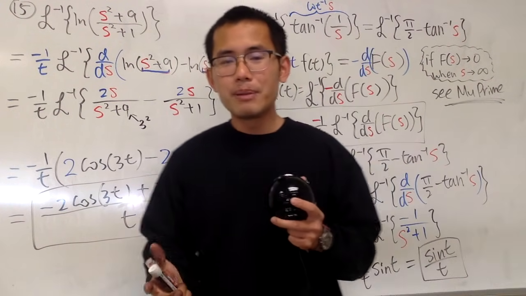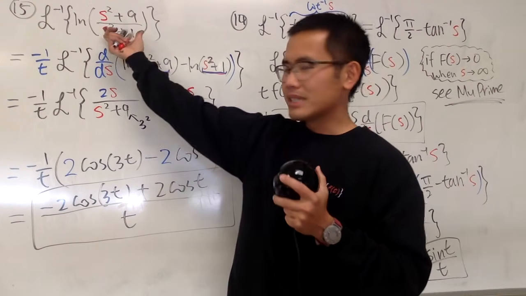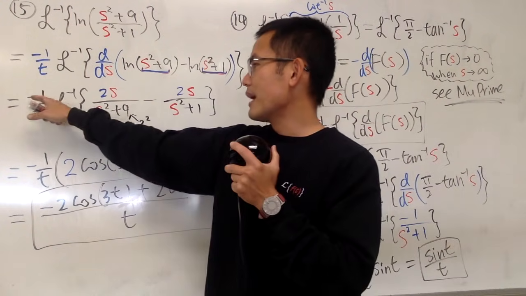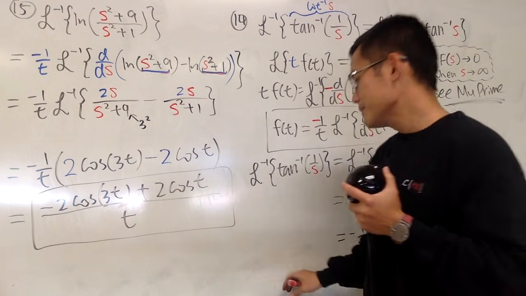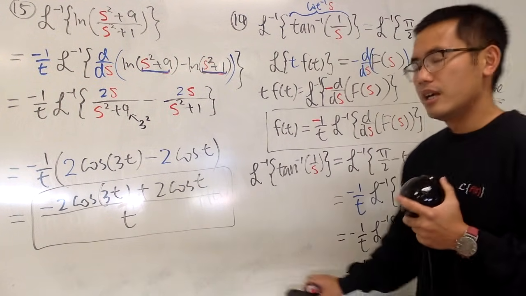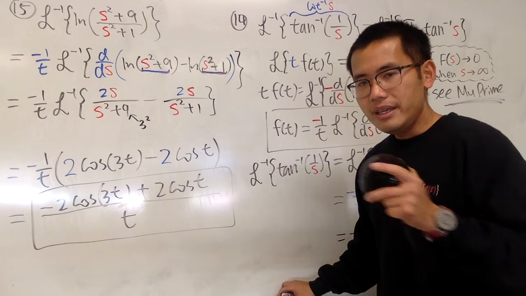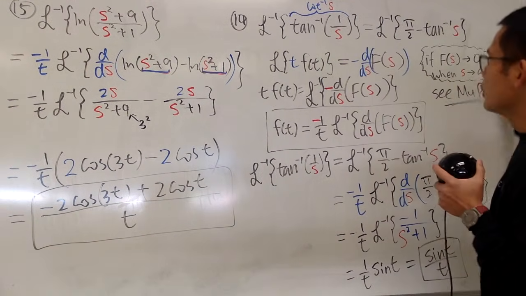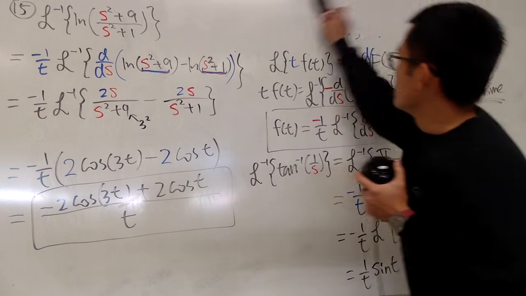So sometimes if Laplace transform, inverse Laplace transform gives you some trouble, differentiate the inside first and then just multiply by negative 1 over t, like that. All right, so that's the idea. And you might be thinking, can we integrate the inside first? Yes, and an example is coming up pretty soon. So let me erase this right here first though.